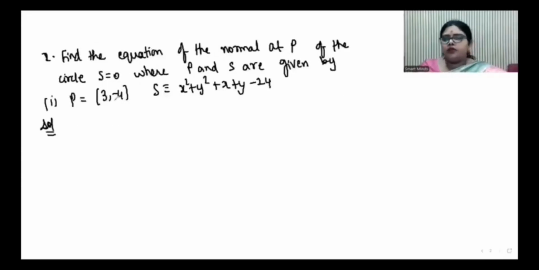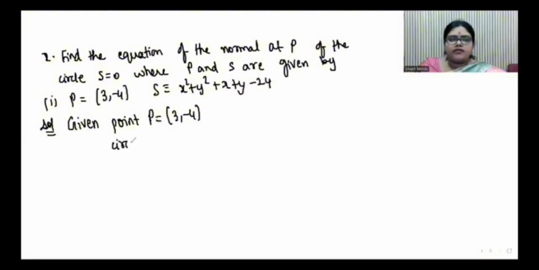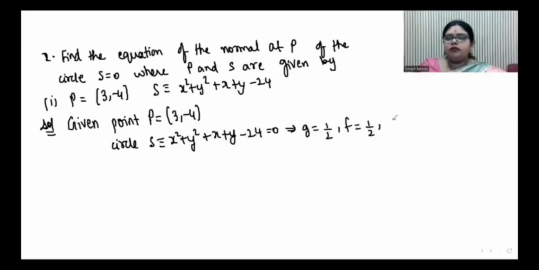Take the next question. Find the equation of the normal at P of the circle where P and S are given by. So first let us write down the given point. Given point P is (3, minus 4) and the given circle is S equals x square plus y square plus x plus y minus 24 is equal to 0. So from the circle equation, g is 1 by 2, f is 1 by 2, c is minus 24. Now this is (x1, y1).